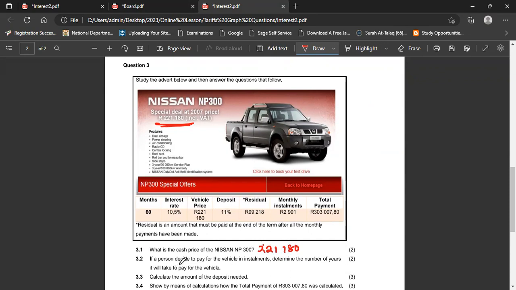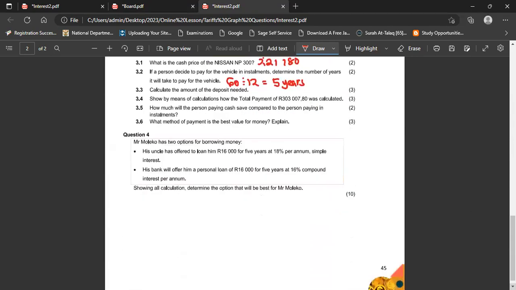If a person decides to pay the vehicle installments, determine the number of years it will take to pay the vehicle. Number of years. Remember, we are given months, they are not years. So all you have to do is get the months, turn them into years, divide by 12, and you get your answer, 5 years. This is not that hard. All right, that's not hard. Okay, calculate the deposit amount.